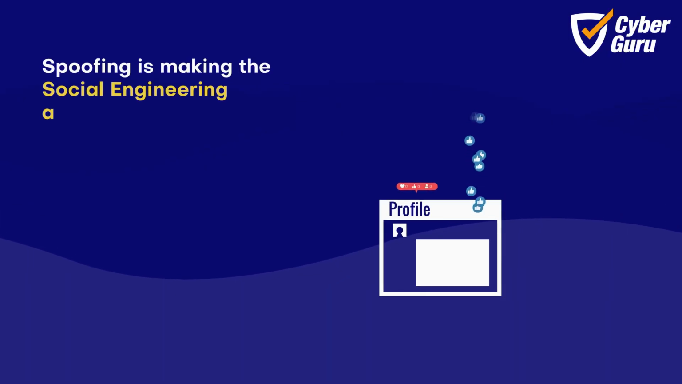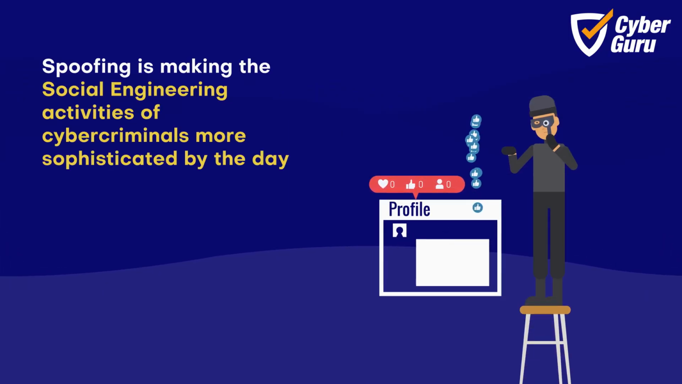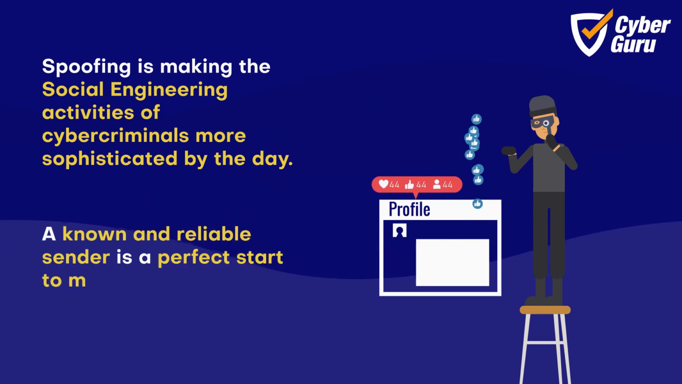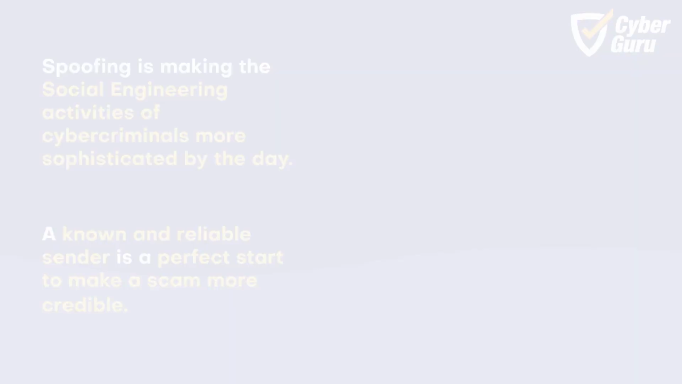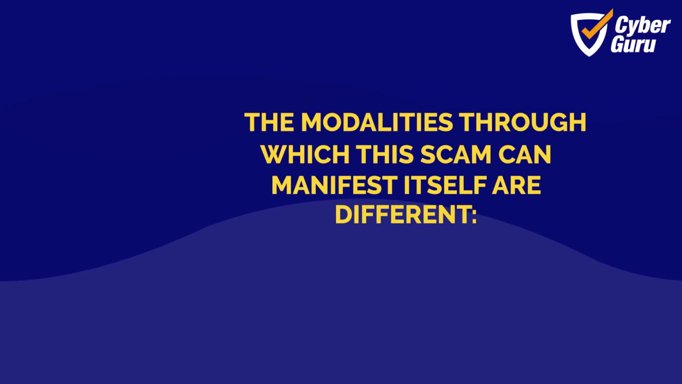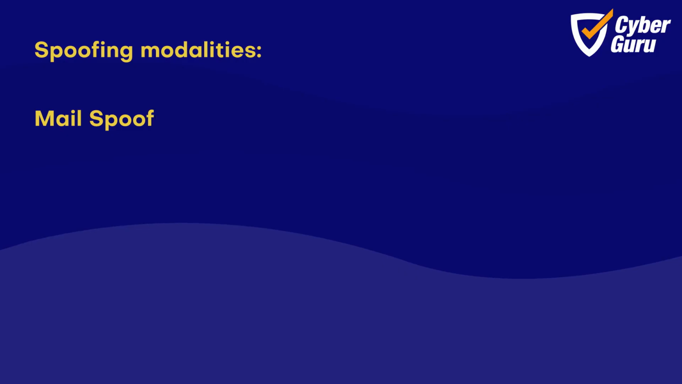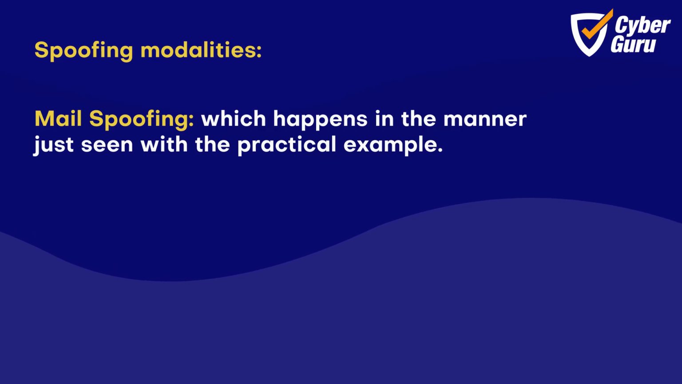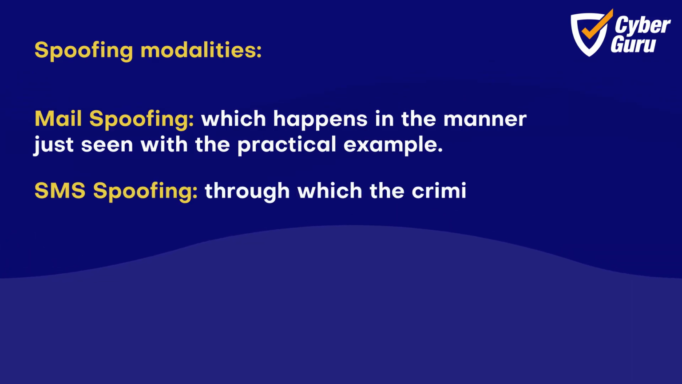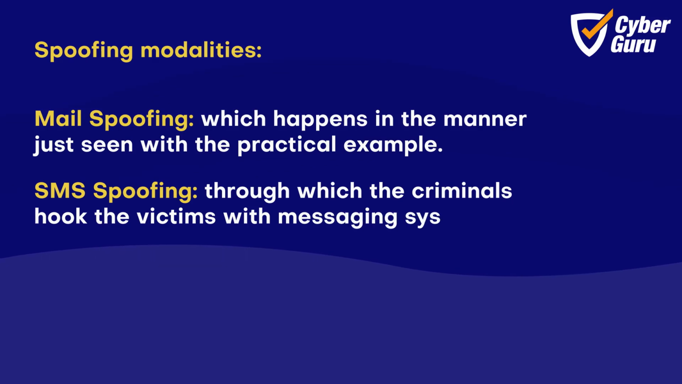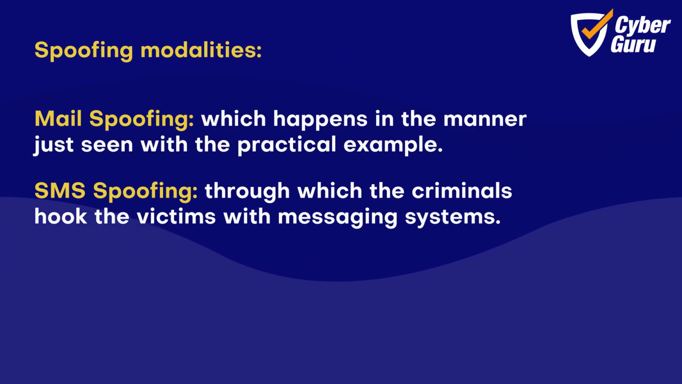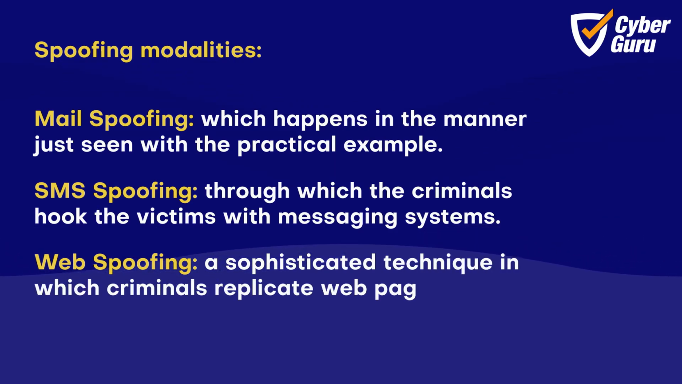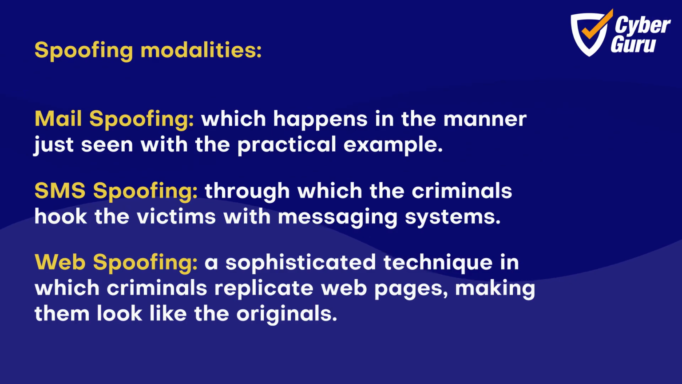Spoofing is making the social engineering activities of cybercriminals more sophisticated by the day. A known and reliable sender is a perfect start to make a scam more credible. The modalities through which this scam can manifest itself are different. Mail spoofing, which happens in the manner just seen with the practical example. SMS spoofing, through which the criminals hook the victims with messaging systems. Web spoofing, a sophisticated technique in which criminals replicate web pages, making them look like the originals.